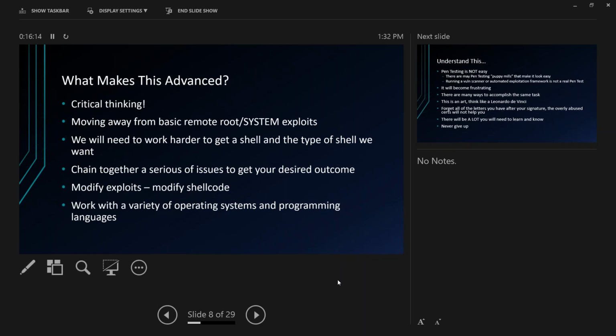So we will work harder to get a shell. In the two examples that I have, we have to work hard to get a shell. It means doing a series of things to the system to get access to it. And then the shell that we get might be low level. It might be a limited user that can't do anything on that system. So how do we then get a higher privileged shell? How do we do that? It's very important.